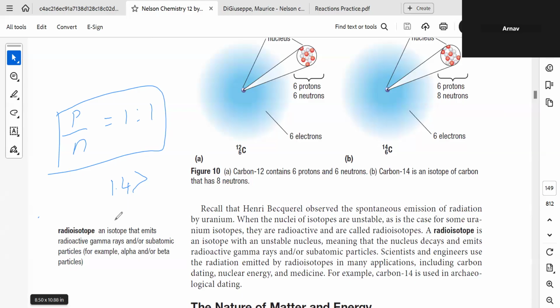So basically 1.4 is for heavy elements. Okay, so you should know this, right? You should remember this. There would be no questions on this, but it's better to remember.